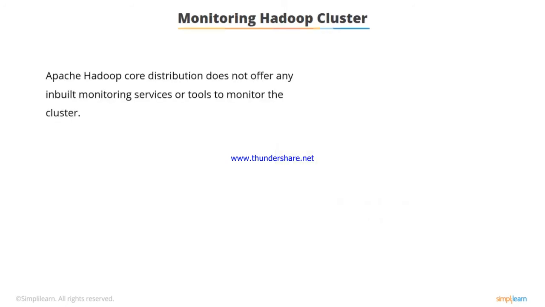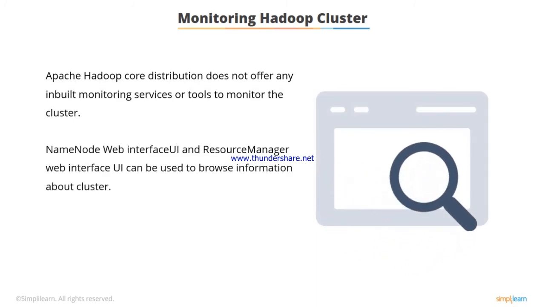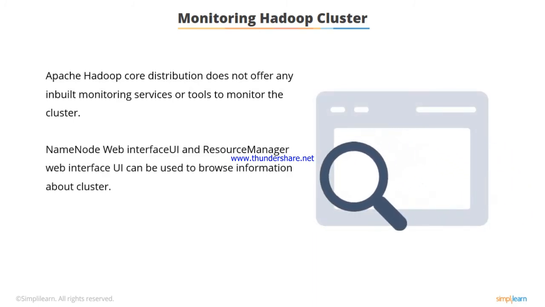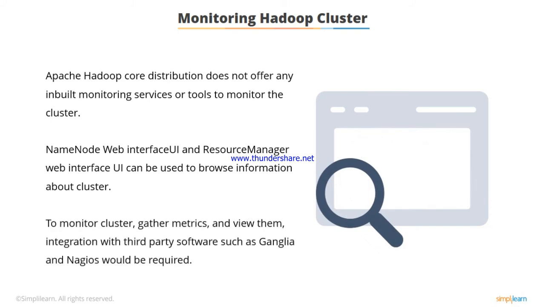Apache Hadoop core distribution does not offer any inbuilt monitoring services or tools to monitor the cluster. NameNode Web Interface UI and Resource Manager Web Interface UI can be used to browse information about the cluster. To monitor the cluster, gather metrics, and view them, integration with third-party software such as Ganglia and Nagios would be required.